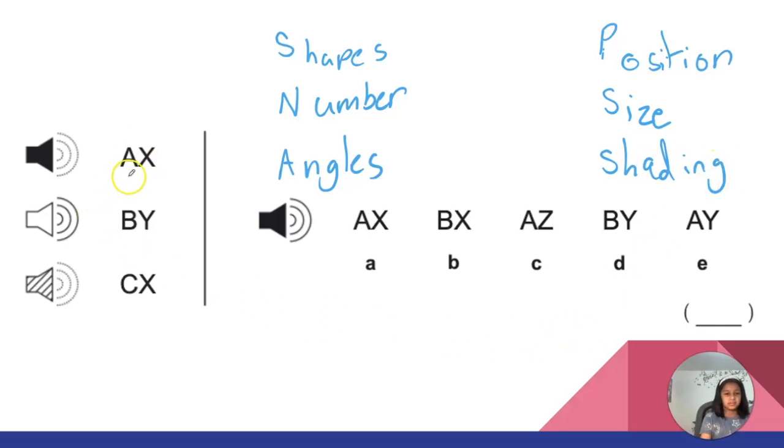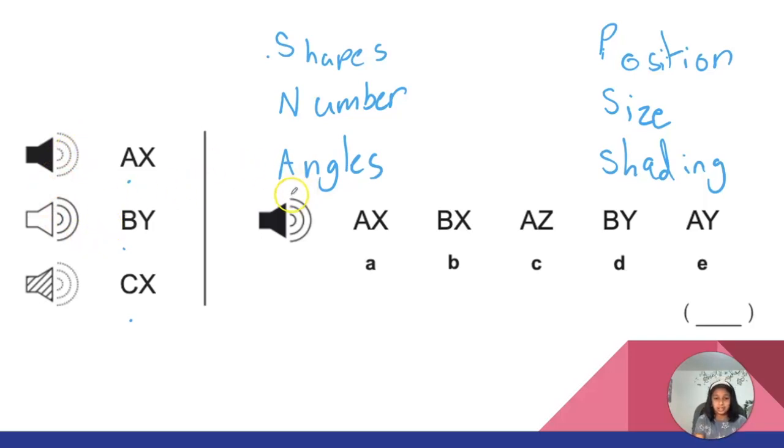So, here we have A, B, C. Do you think we should use SNAPSS in this code? Yes, we should. So, shape, let's start from the first. All the shapes are the same, but they have different letters, so it can't be shapes. Next, number. They all have 3 lines, so it can't be number.